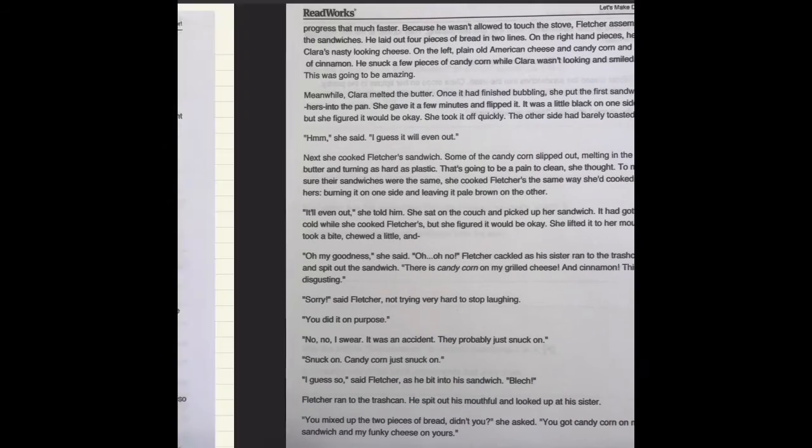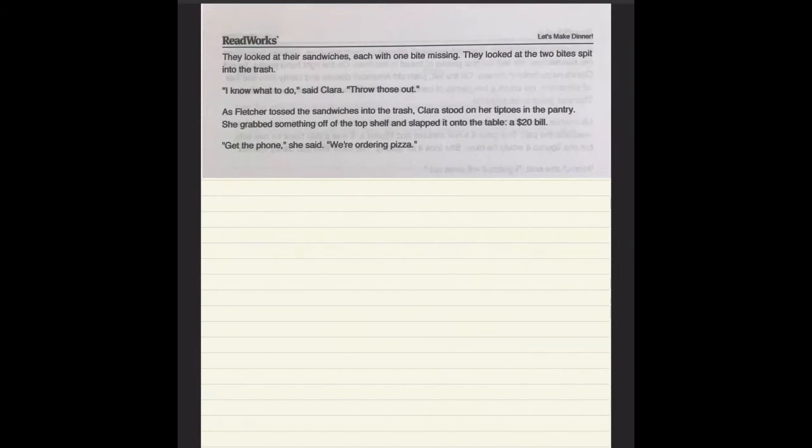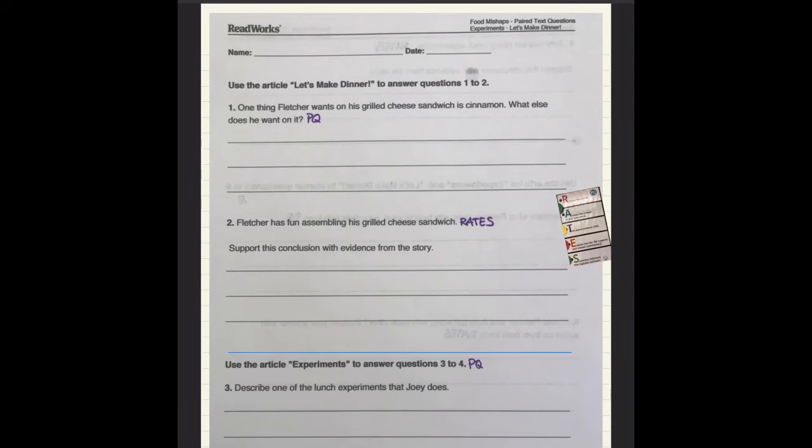I see, down here, it says, what do you want on your grilled cheese? Cinnamon and candy corn. So that is where we find the answer for our first question. So I'm putting a note there, number one, so I could go back in the text and find that. And now I'm going to use PQ to answer this question. So I'm going to state the words Fletcher, because that tells me who this sentence is about, because it refers to the he right here.